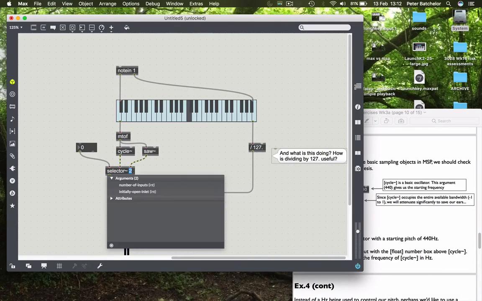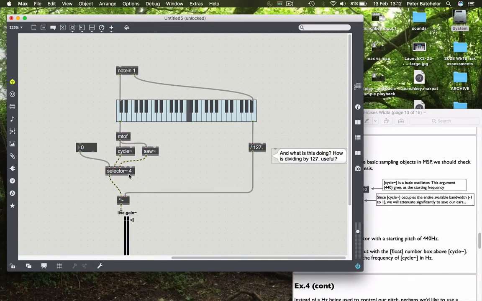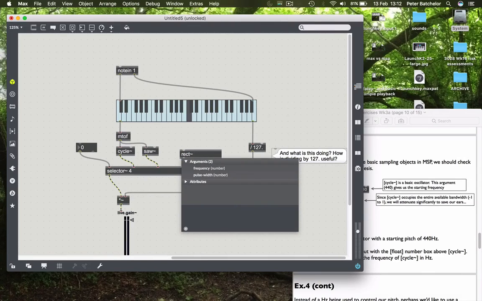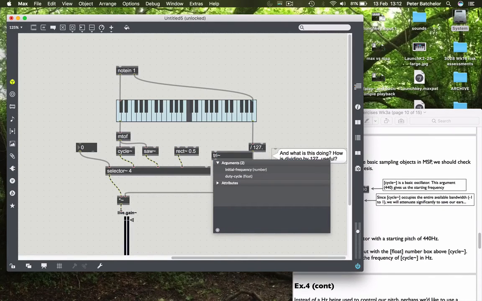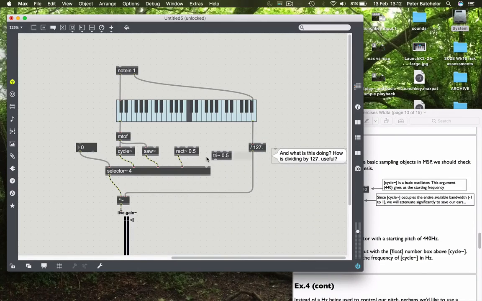So I'm going to add 4 inlets to selector, or 4 oscillators, and they are going to be rect, which is going to give it 0.5. Don't worry about the 0.5 for the moment. I'll come back to that in a minute. And a triangle wave, also 0.5. And once again, connect those to M2F. And here again we can hear any one of those.